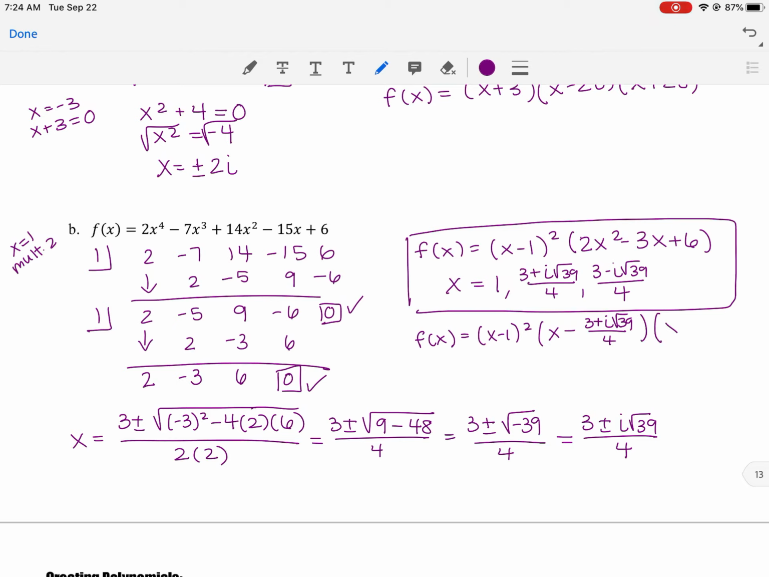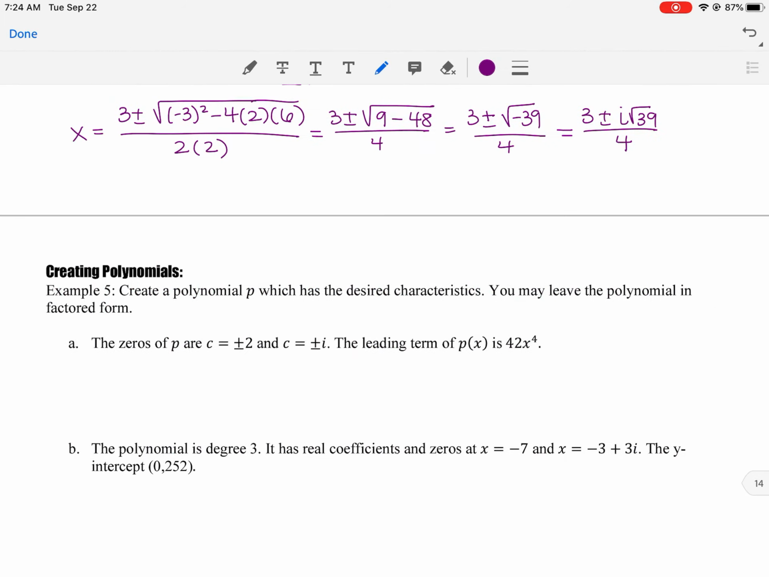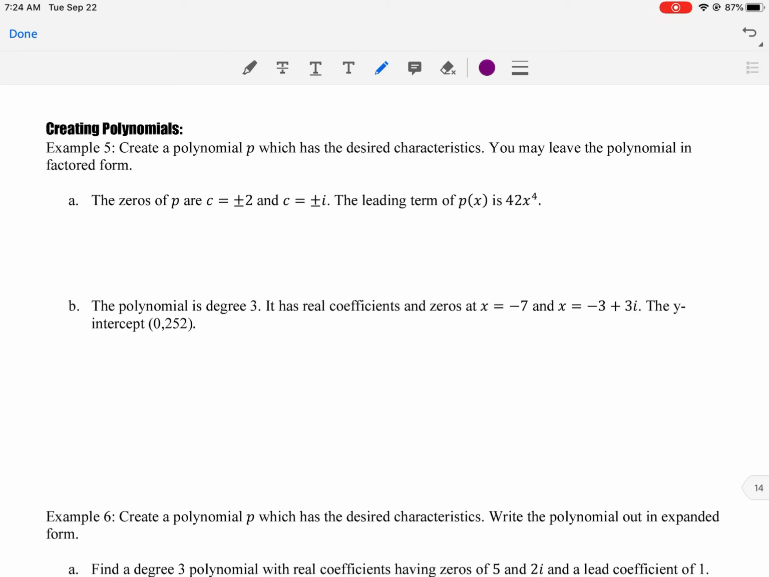And the x, and if I guess, x plus 3 minus i square root of 39 over 4. If you wanted to get fancy, you can maybe multiply that 4 through, but then just make sure you have that 3 plus the i square root of 39 in parentheses. Okay. So now we're going to go ahead and create some polynomials.